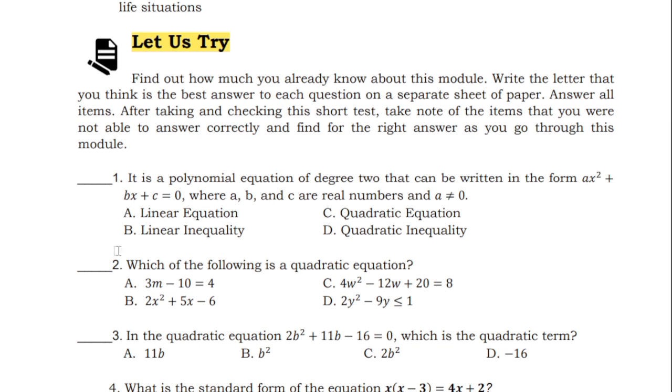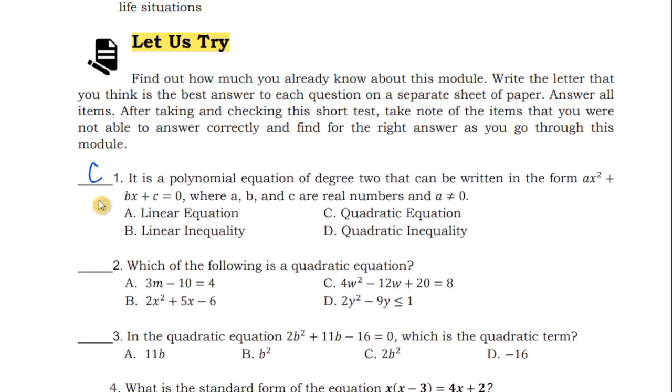Given problem number 1: a polynomial equation of degree 2 that can be written in the form ax squared plus bx plus c equals 0, where a, b, and c are real numbers and a is not equal to 0. The choices are: A, linear equation; B, linear inequality; C, quadratic equation; D, quadratic inequality. So the answer is C.